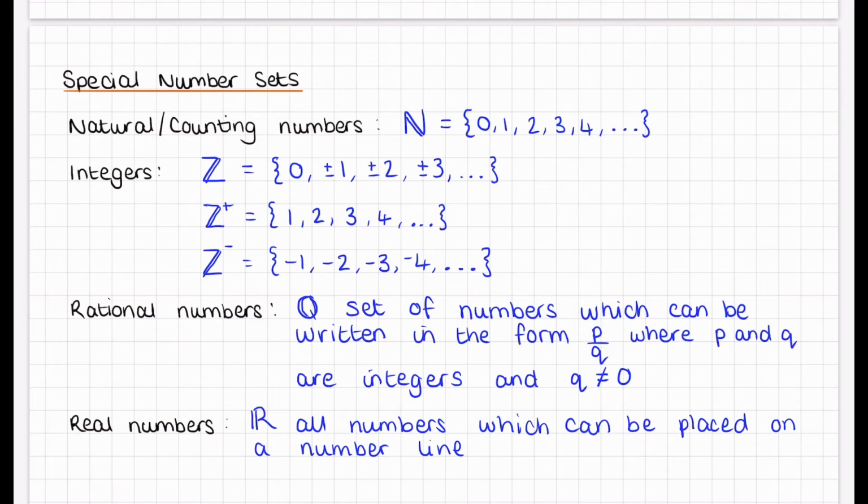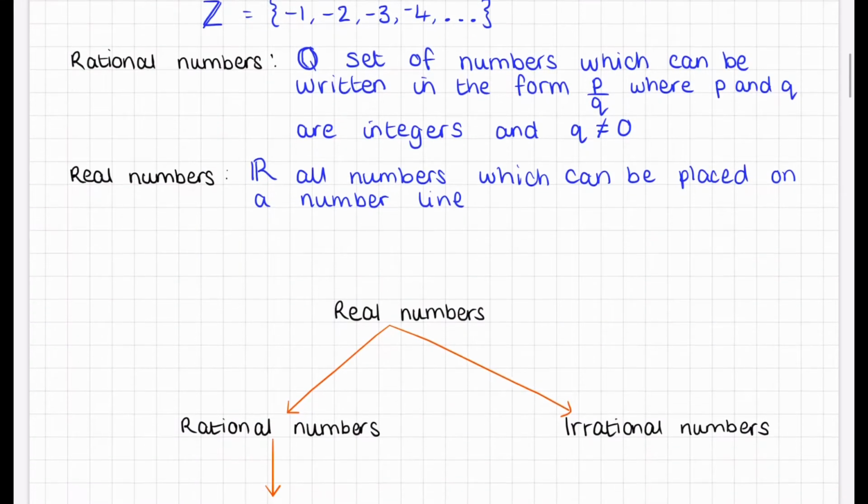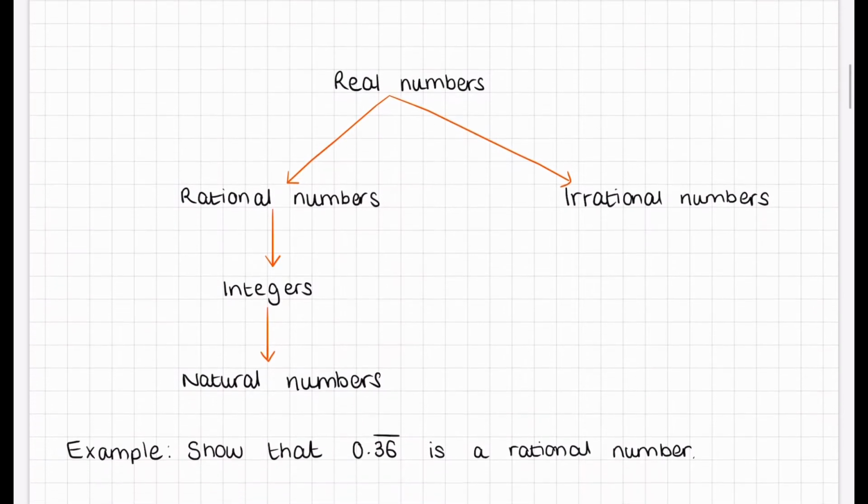R is real numbers, and so you see the big R there, and that's any number that can be placed on a number line. So if we can place it on a number line, it's a real number. And at this moment in time, they're the only numbers we will look at. We don't look at complex numbers unless you pick a higher level maths. Nice little flow diagram there. We always love a flow chart.